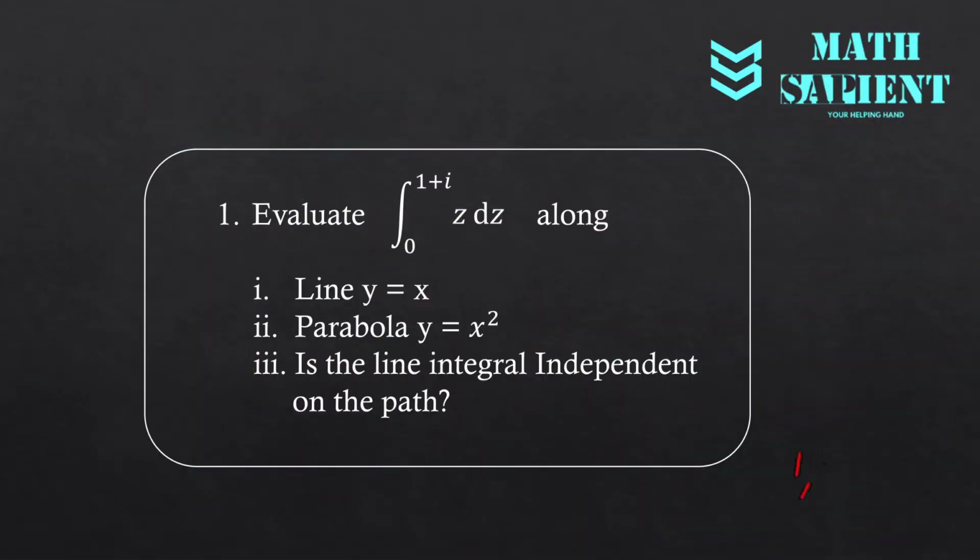Evaluate the integral from 0 to 1 plus i of z dz along the line y equals x and the parabola y equals x squared, and state whether the line integral is independent of the path or not.